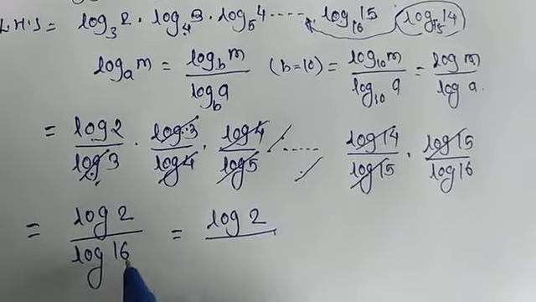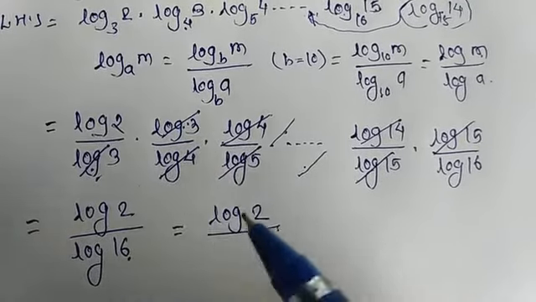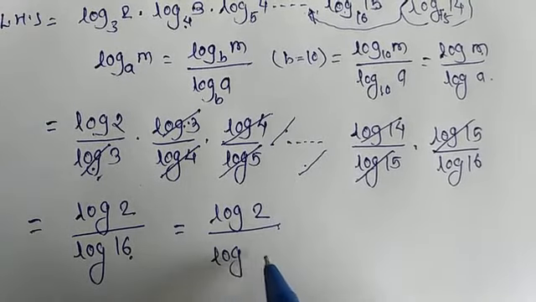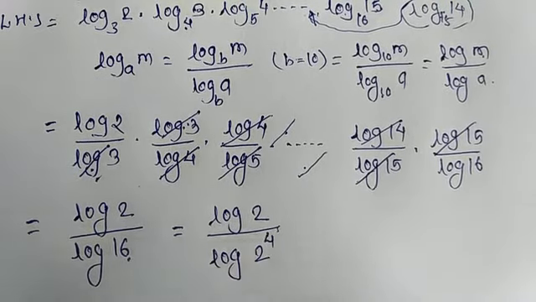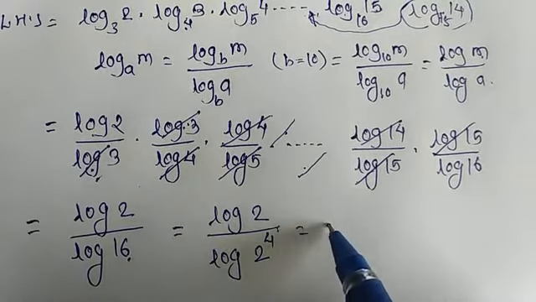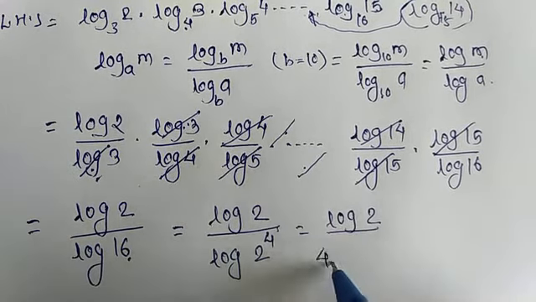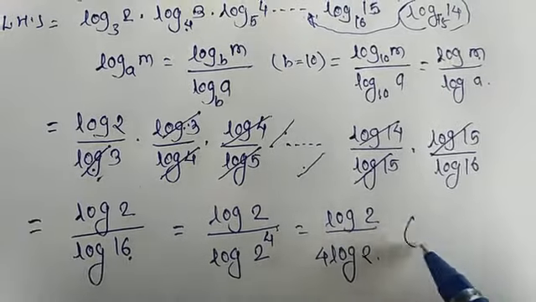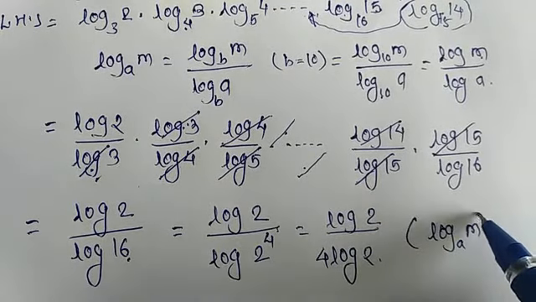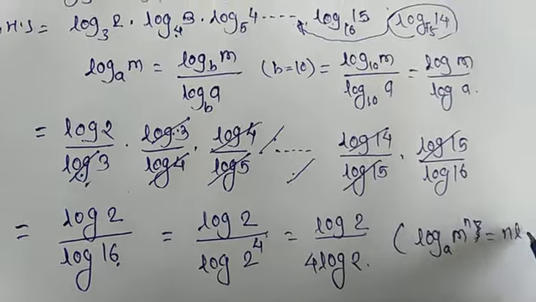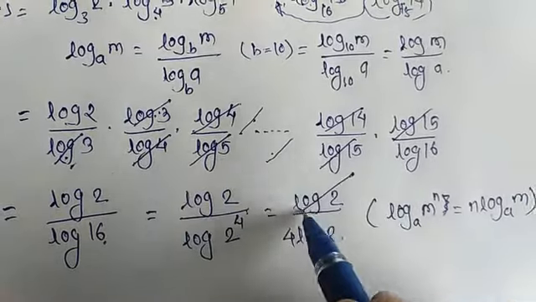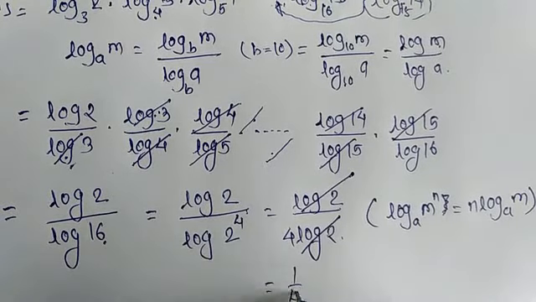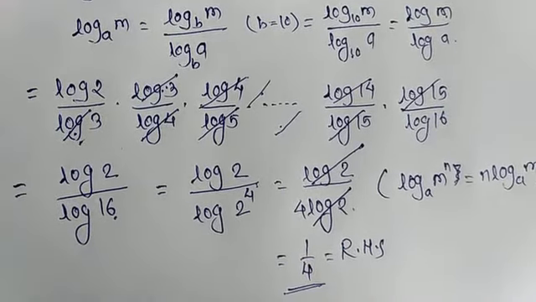So log 2 upon log 16. Here 16 is a greater term than 2, so log 16 can be written in the form of 2 raised to 4, which is 16. So it can be written as log 2 upon 4 log 2 by using the formula log of m to the base a raised to n is equal to n log of m to the base a. We have used this formula here, so log 2 will be cancelled and only 1 upon 4 remains, which is our RHS. This is our required proof.